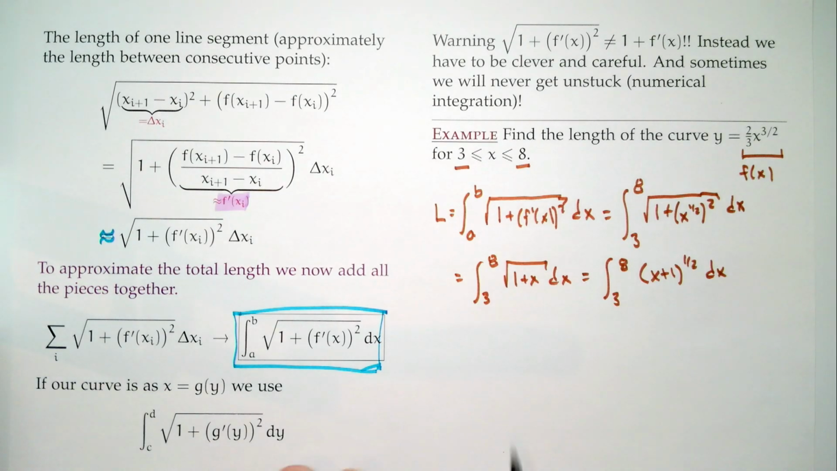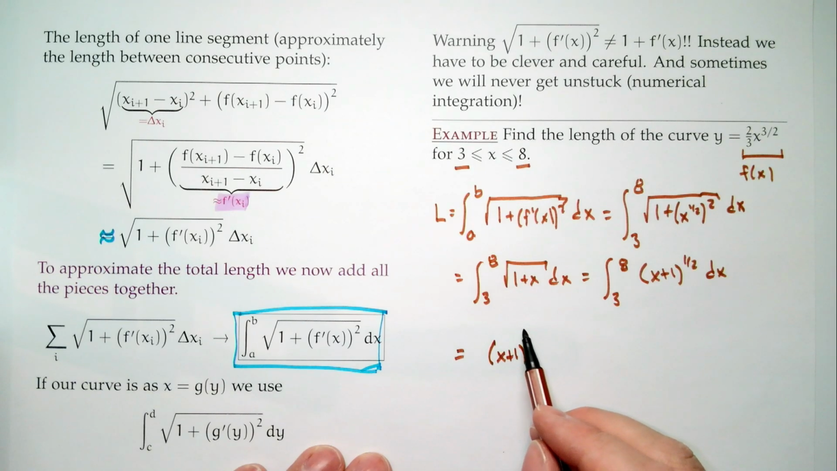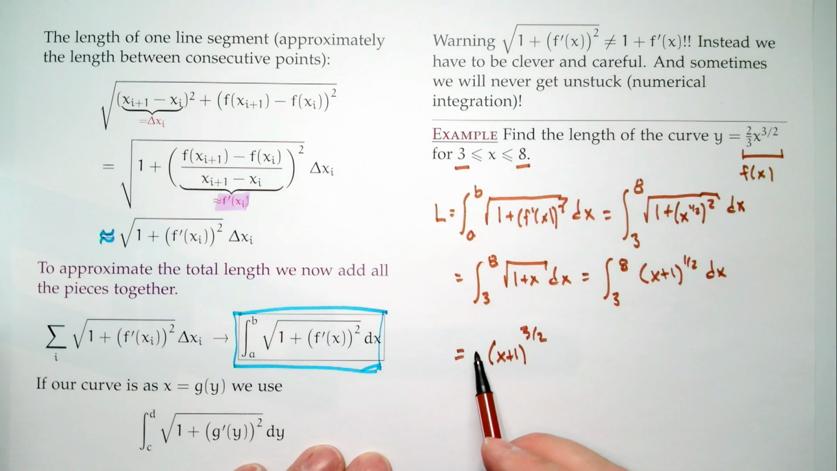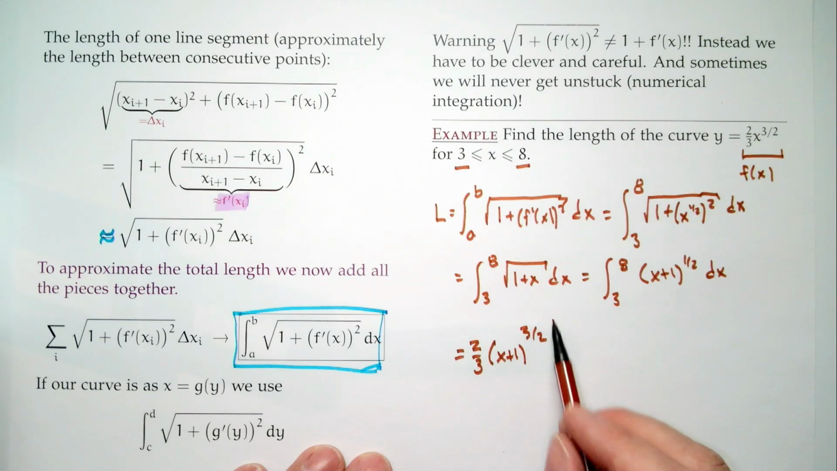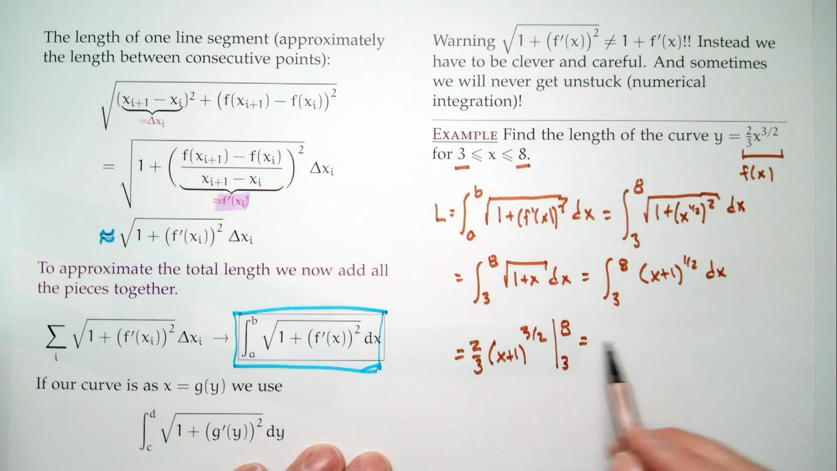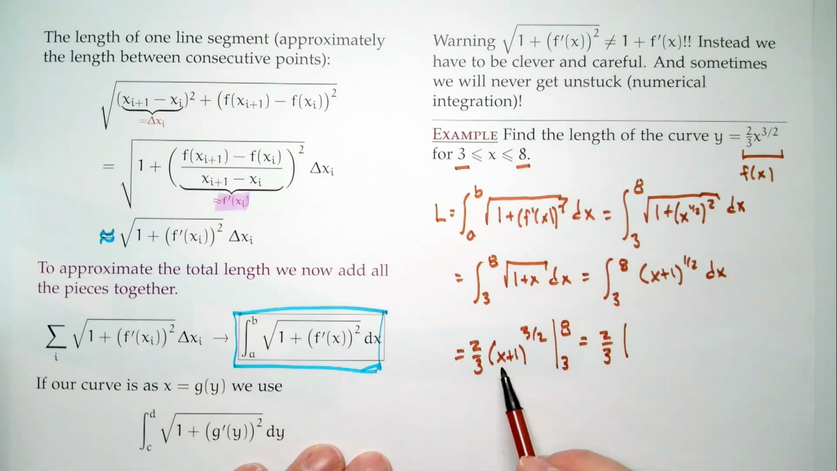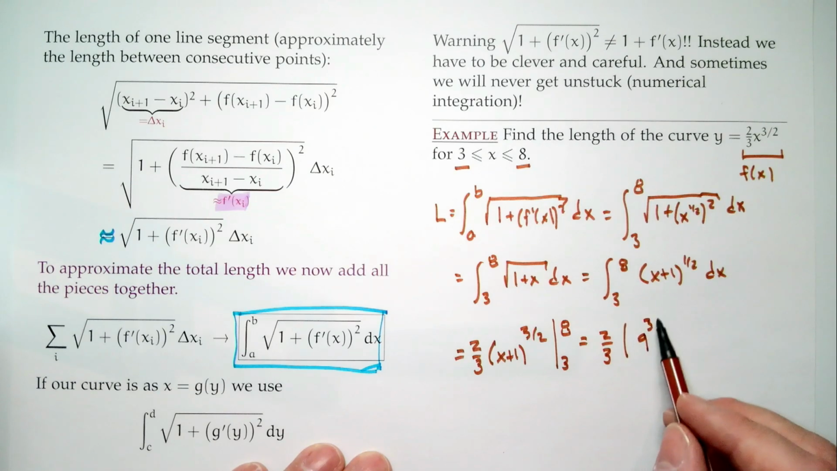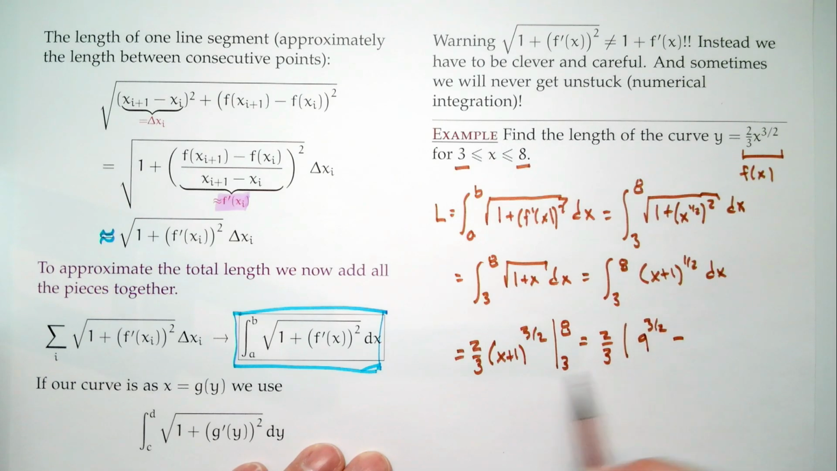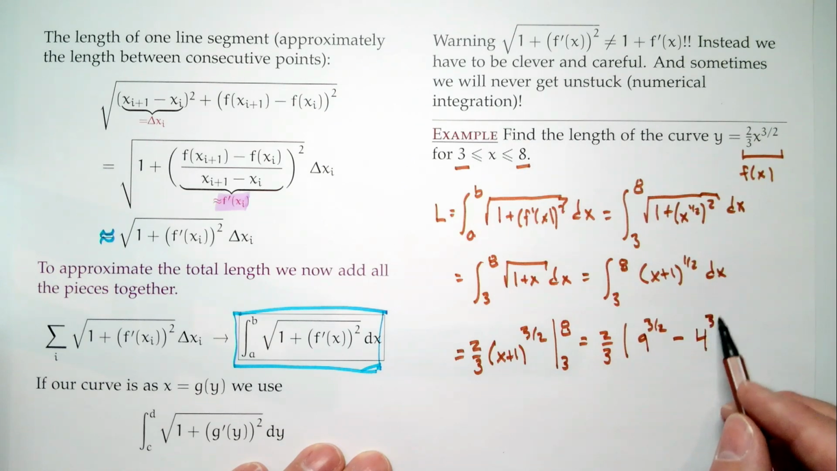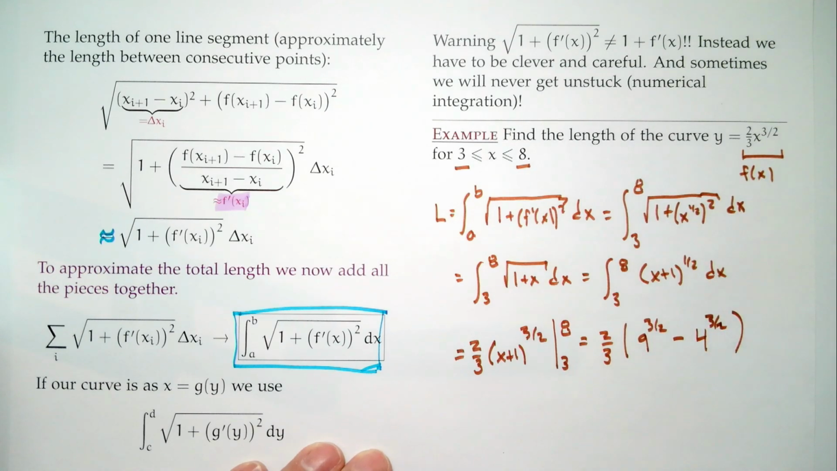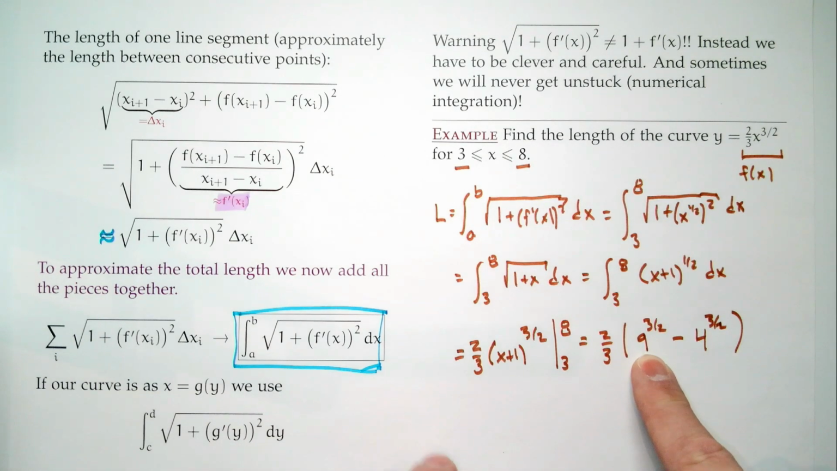Well, all right. So this will become x plus 1 to what power? 3/2. And then in front, I multiply by 2/3. Evaluate from 3 to 8. So 2/3 will have x plus 1, which is 9, to the power 3/2. And then we're going to subtract 3 plus 1, which is 4, to the power 3/2. Now, you could do complicated things like say, well, 9 cubed is 729, and then take the square root of 729, which is 27. Well, that sounds complicated, so let's not do that. Do it the other way.